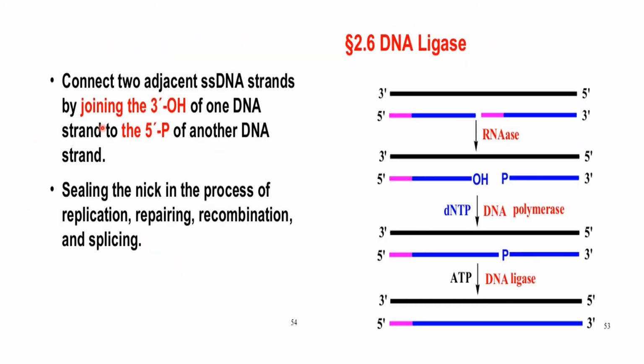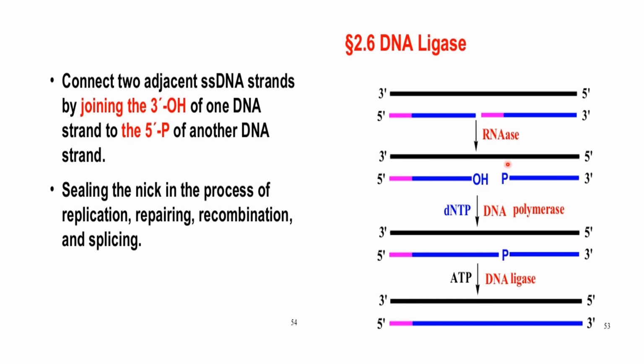Now comes DNA ligase. This is the most humble enzyme, which is only meant for the joining of two strands. The two adjacent single-stranded DNA strands are joined, and how they are joined: the 3' hydroxyl of the DNA and the 5' phosphate of another one.